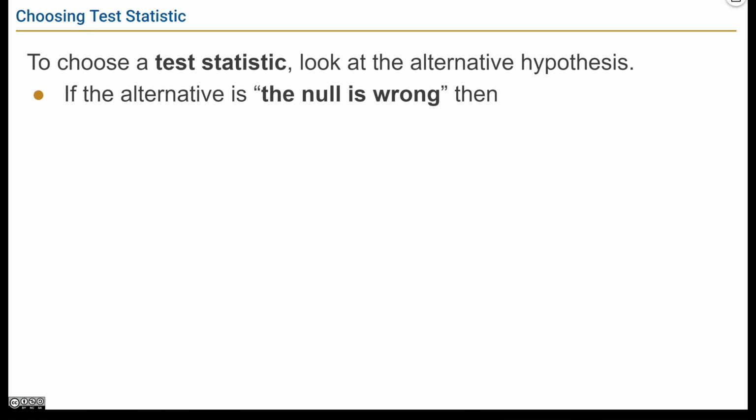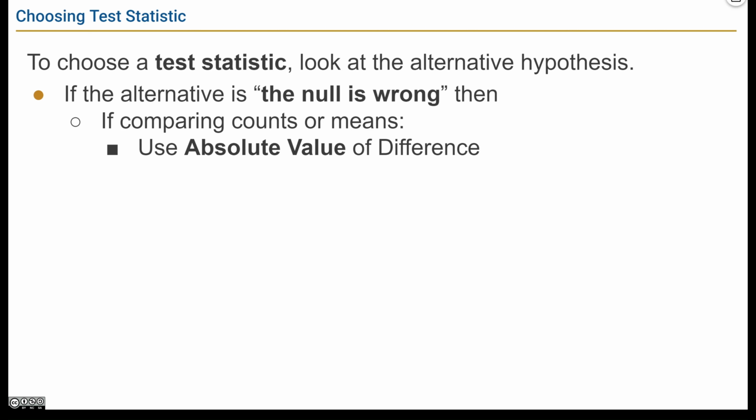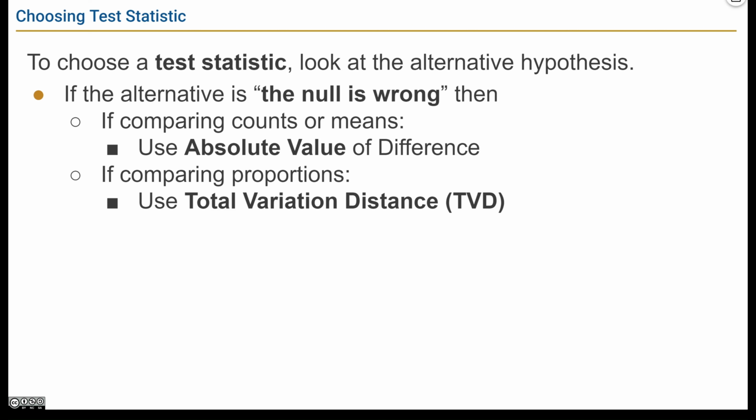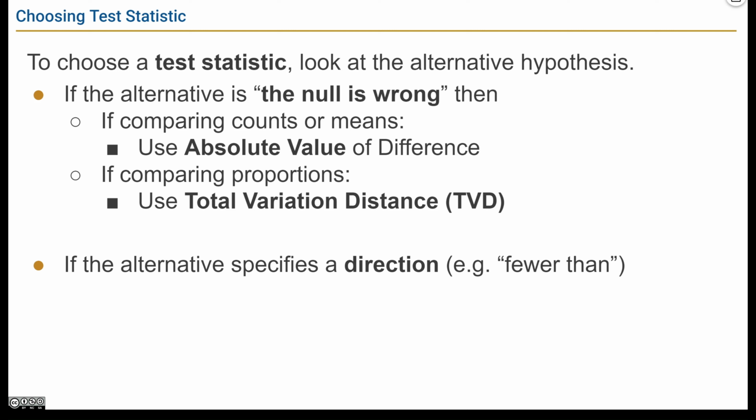So I'm going to summarize this here. If the alternative is the null is wrong, so there's no direction associated, then if you're comparing counts or means, you can use absolute value of difference. If you're comparing proportions, you can use the total variation distance. So in our video where we looked at the Alameda jury panel example, we showed this statistic, and you notice it did involve taking an absolute value of the differences and then summing them.